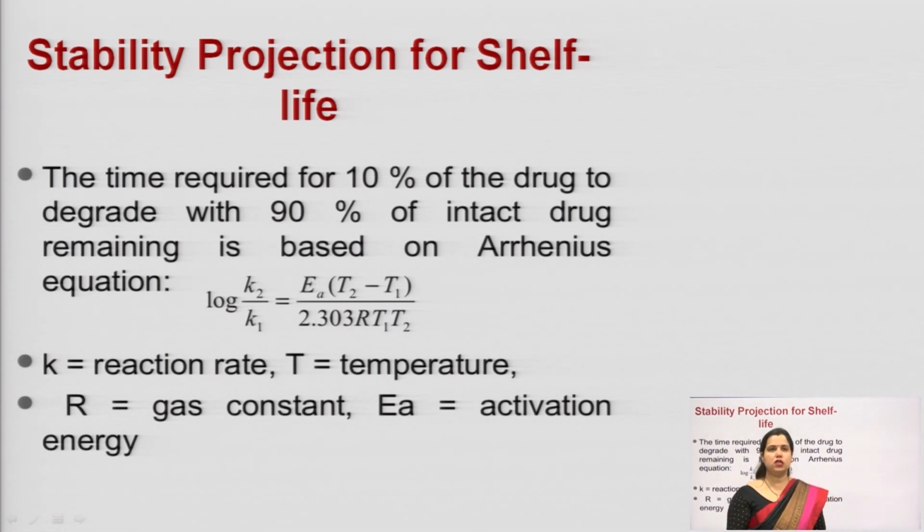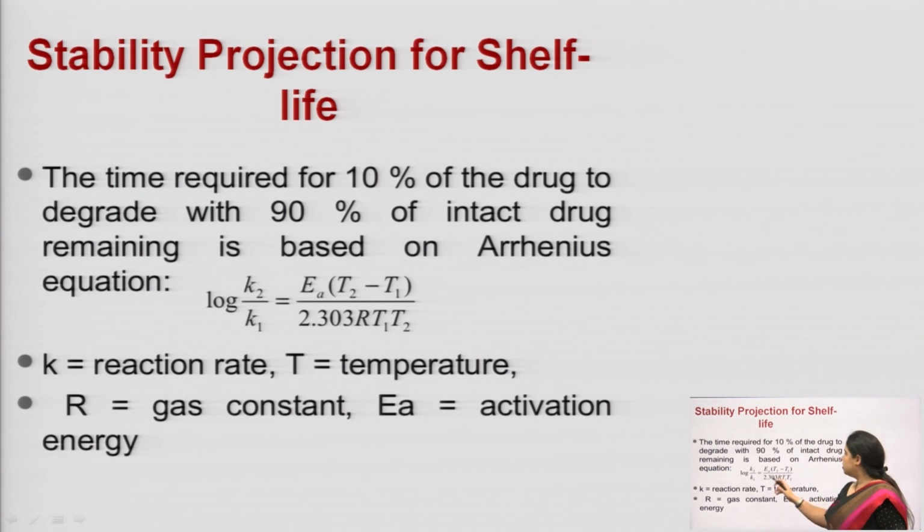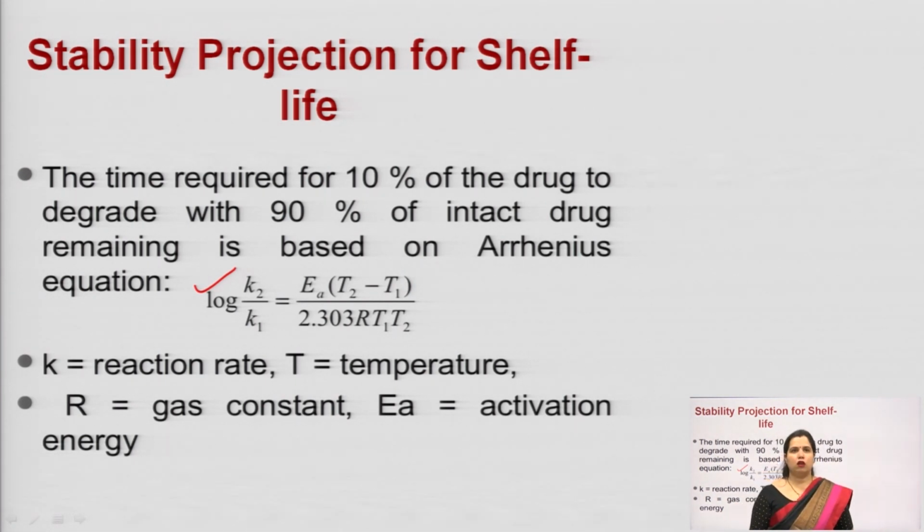So, using this equation we can identify the stability, the log equation of Arrhenius, log k by 2. So, basically it is a two constant, two component reaction. So, 10% of the drug degrading with 90% intact remaining is based on Arrhenius. So, shelf life, using this equation we can determine shelf life.